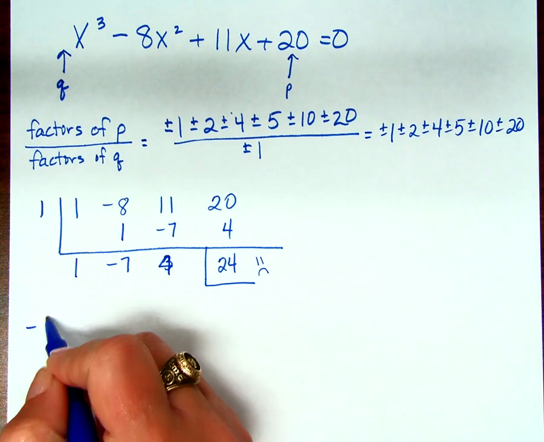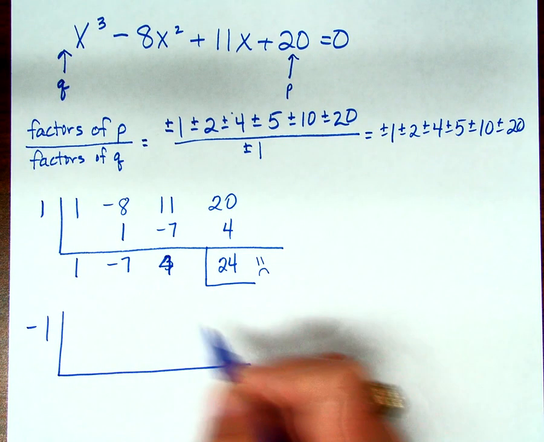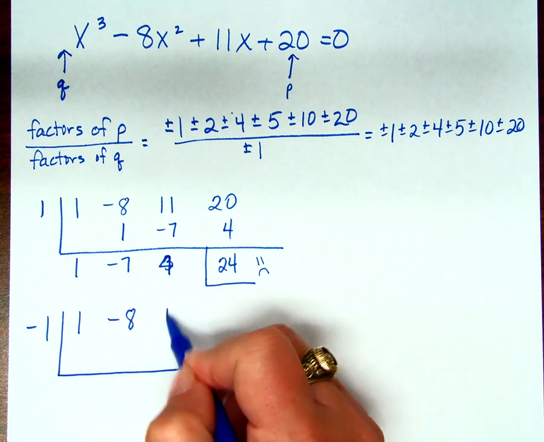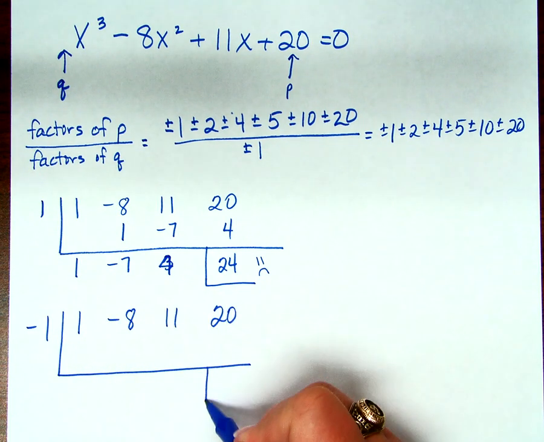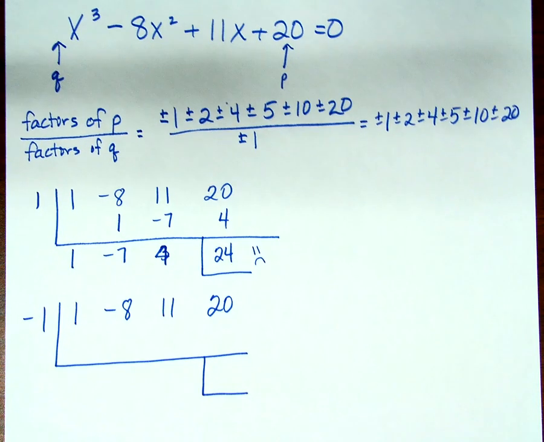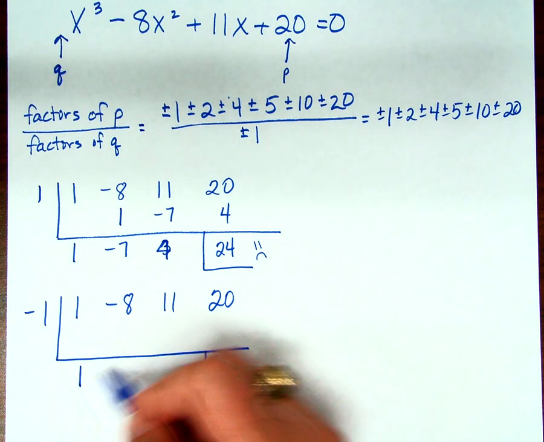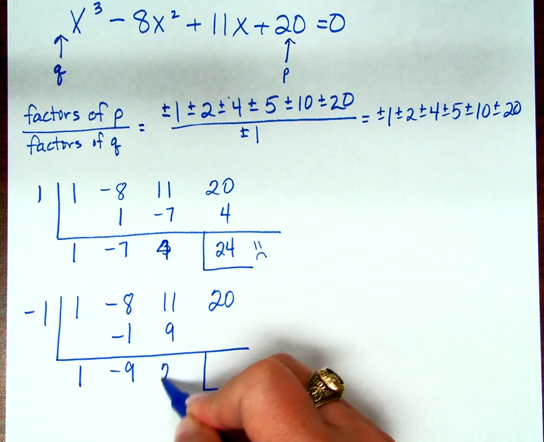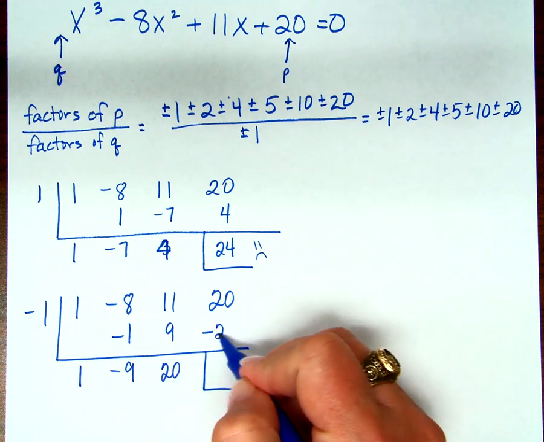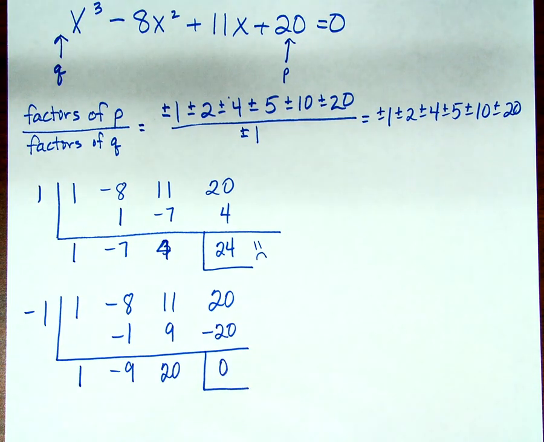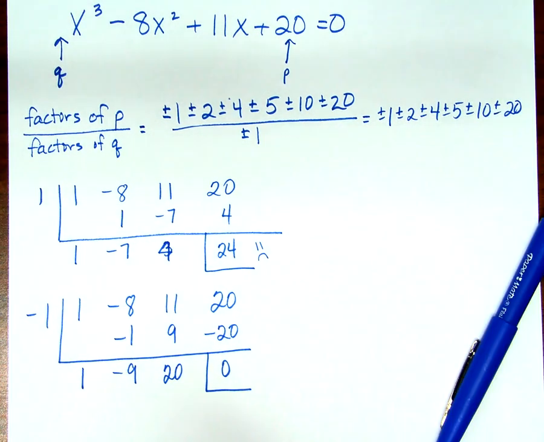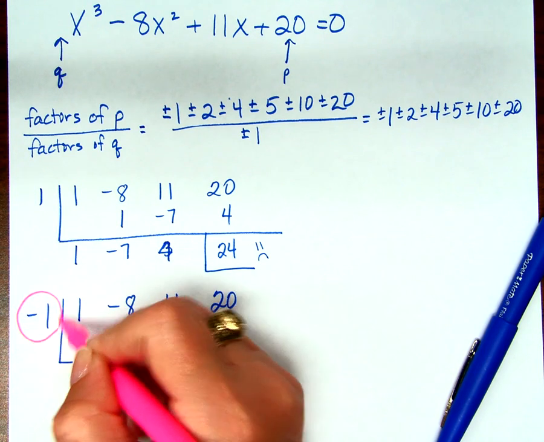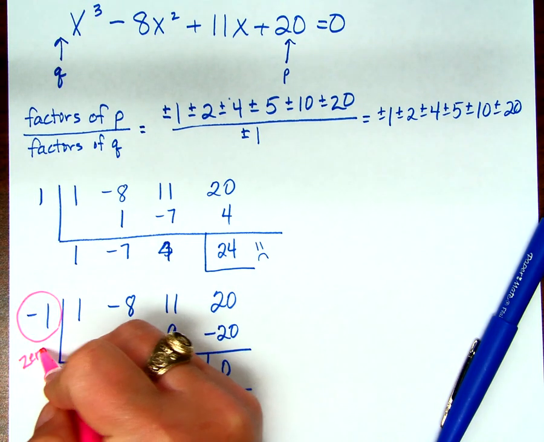So negative 1. 1, negative 8, 11, 20. Okay, 1, negative 1, negative 9, 9, 20. Ooh. So what does that mean? That means this is a 0.